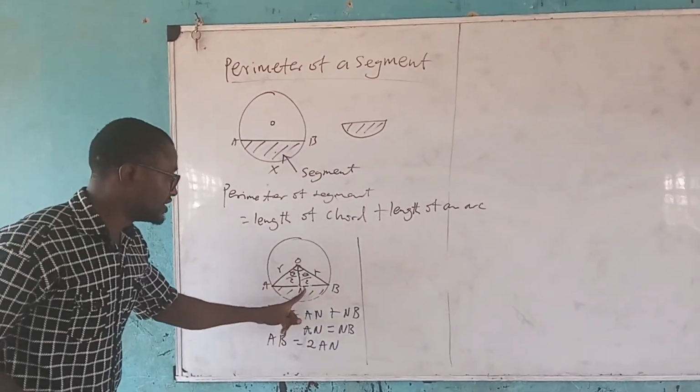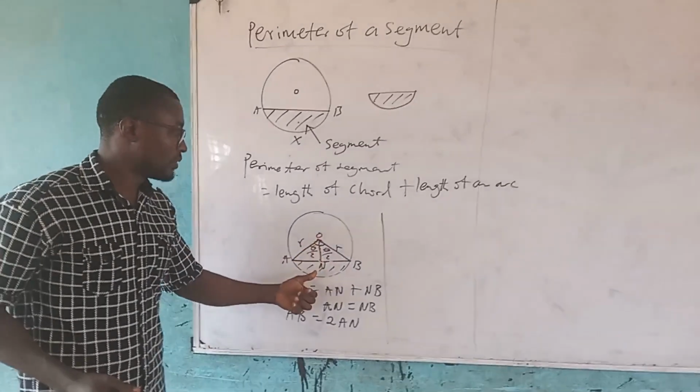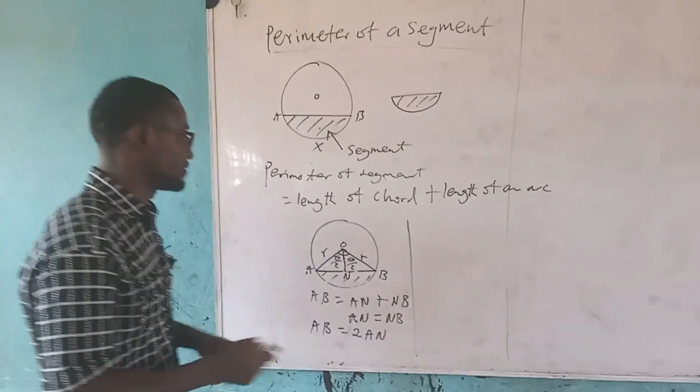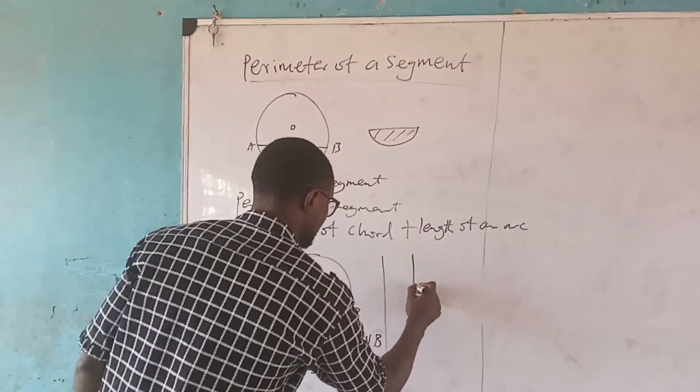Now, let's take out this section from this triangle that we have divided into equal halves. Let's take a portion of it like this.